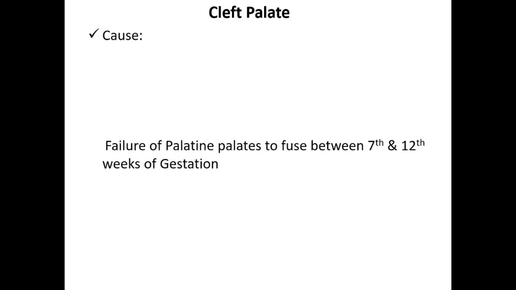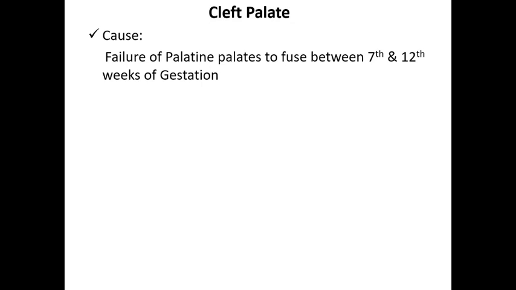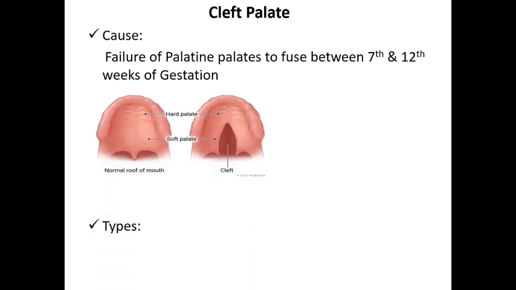Now we'll see cleft palate. The cause of cleft palate is failure of the palatine processes to fuse between 7th to 12th weeks of gestation. Now see, this is a normal roof of the mouth. You can see the palatine processes are properly fused. So the hard palate is normal and the soft palate is normal. There is no division or defect. But here you can see the palatine processes are not fused properly. So there is a defect in the center. So this is what you call cleft palate.